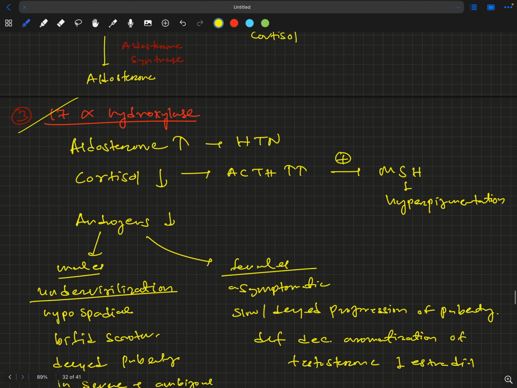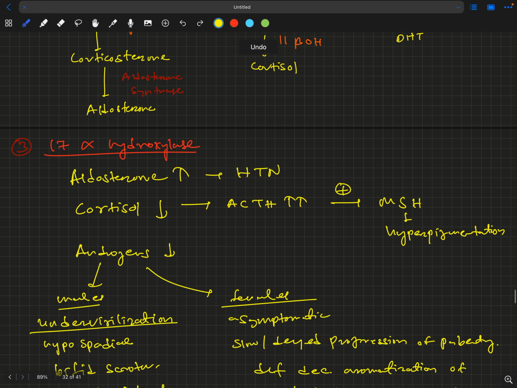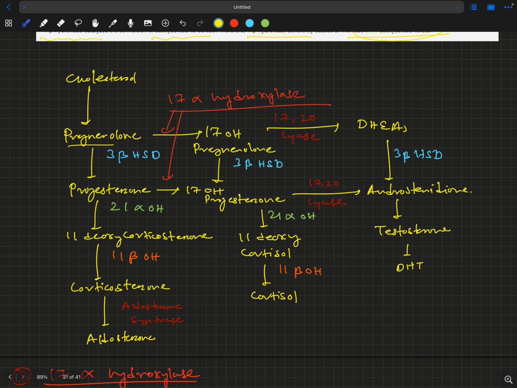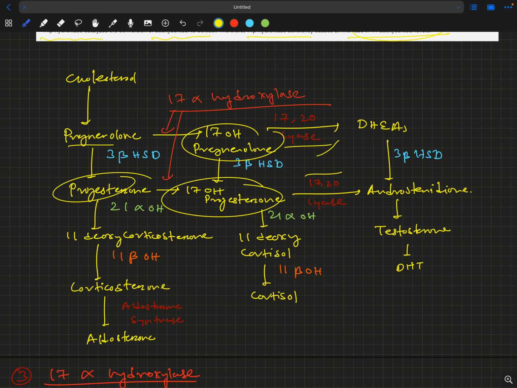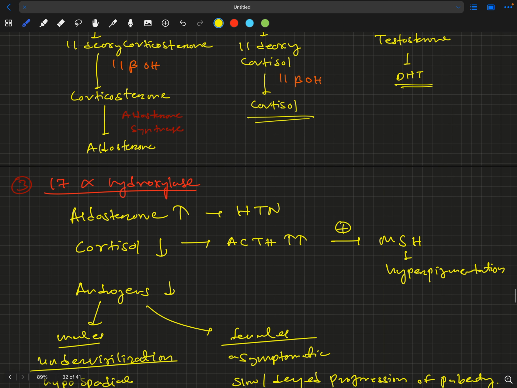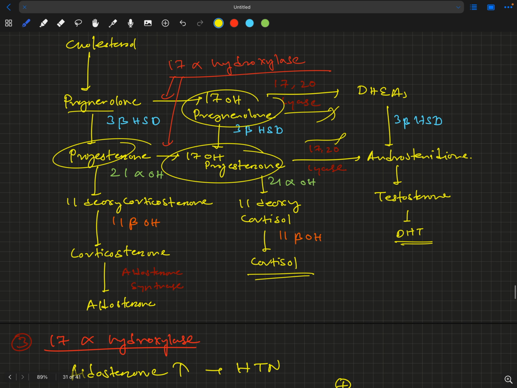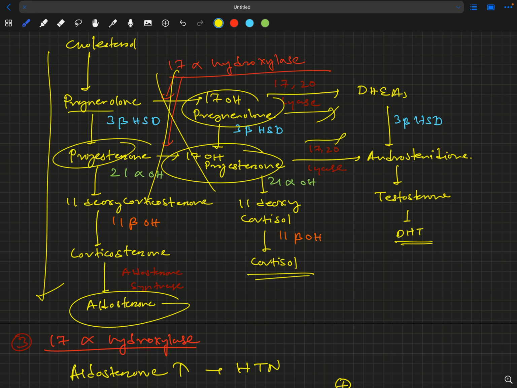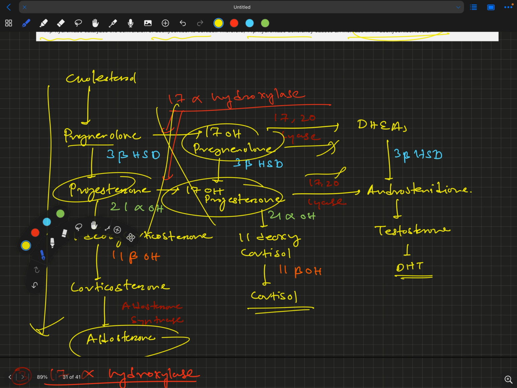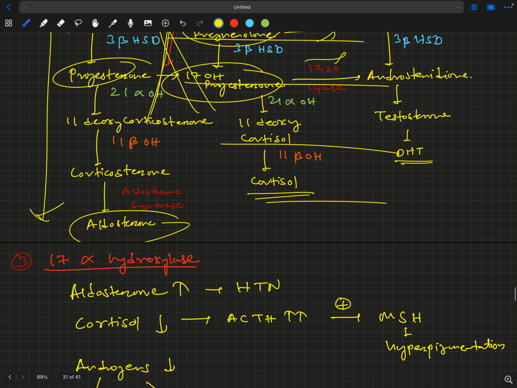Now we go to 17 alpha hydroxylase. So what is 17 alpha hydroxylase? 17 alpha hydroxylase comes here. It converts pregnenolone to 17-hydroxypregnenolone, and progesterone to 17-hydroxyprogesterone. It leads to further synthesis of cortisol and DHT. So now what happened? If this enzyme is deficient, this pathway is broken down, and there will be more synthesis of aldosterone, because everything will be shunted downwards as this enzyme is deficient. So there will be none of all of this, so there will be more aldosterone.